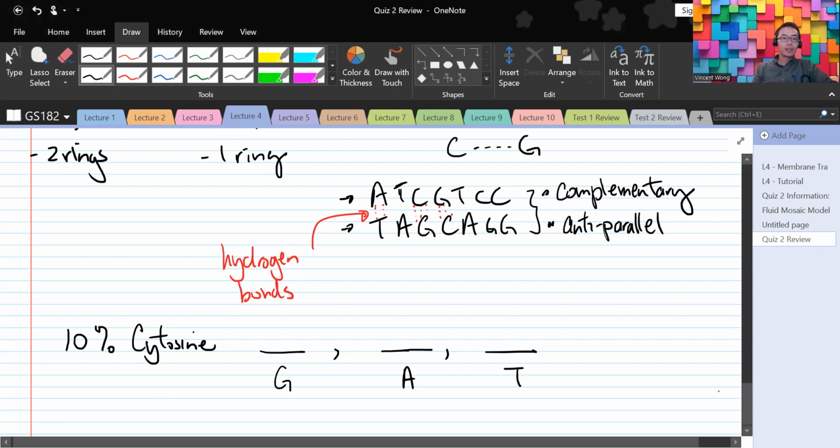Does anybody want to share the answer? What percentage of G do we have? For G, remember, C pairs with G, right? C pairs with G. So if you have 10% C, you would also have 10% G. Because the percent of G always equals the percent of C.